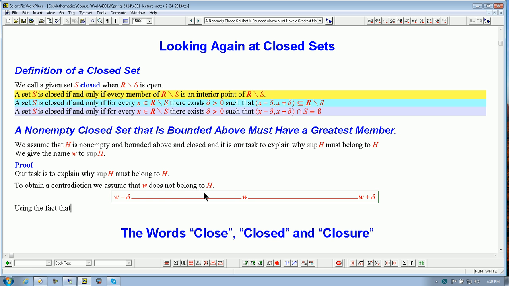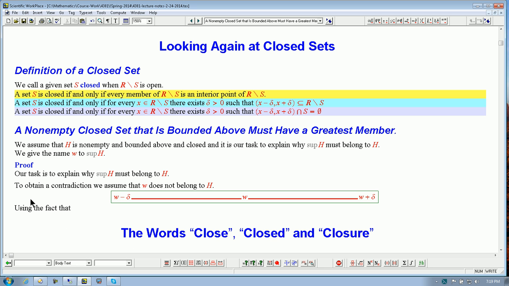Where did I say that the supremum is called W? I said so here. I thought I'd forgotten. Because the last time I wrote that, we were giving the name W to the supremum. Otherwise, you'd look and say, what the hell is W? See? Okay.